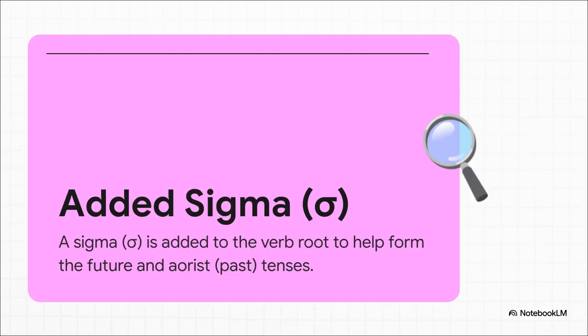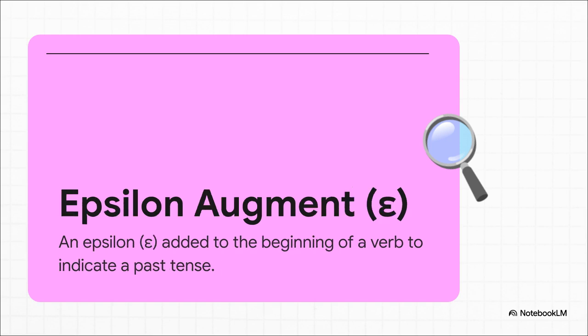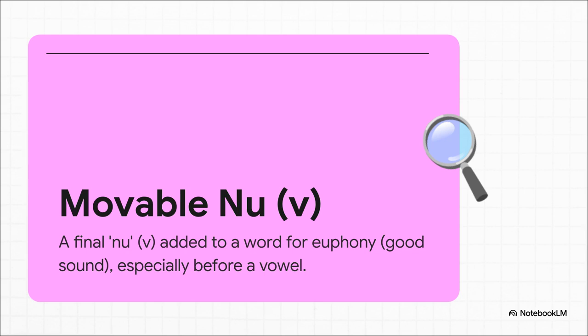First up again, the added sigma. Like we saw, this letter is a huge clue for tense, often telling you that you're looking at the future or a specific kind of past tense. Next is that epsilon augment. This prefix is a dead giveaway that something happened in the past. If you see it at the beginning of a verb, you know the action is done and dusted. And finally, the movable nu. This one is so cool because it's not about meaning at all, it's about sound. A nu, which is like our letter N, can be tacked onto the end of a word just to make it flow better into the next word. It stops 2 vowel sounds from clashing. It's the exact same reason we say an apple instead of a apple. It's just about making the language sound smoother.